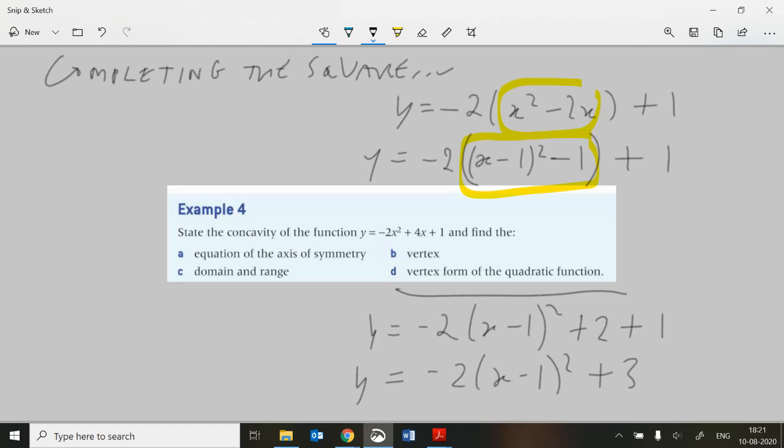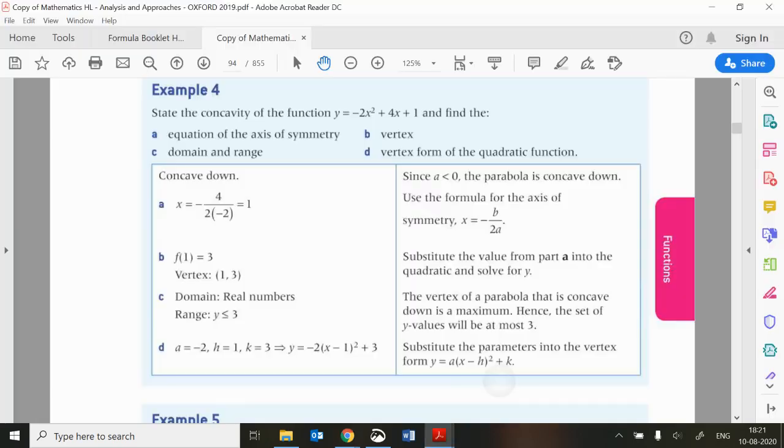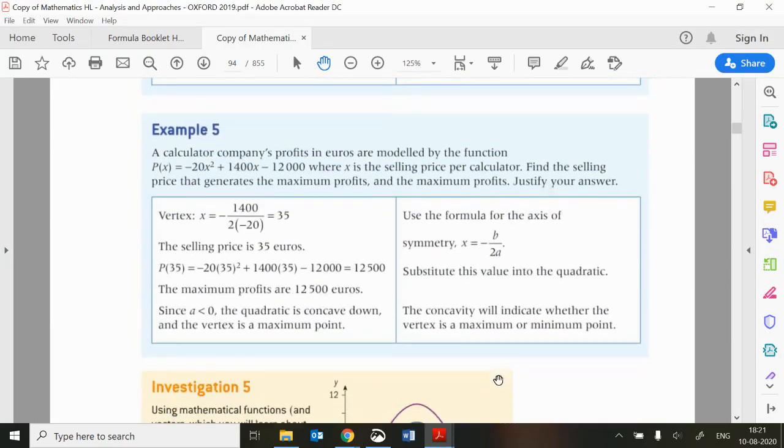Okay, and that was just a quick recap on completing the square. As I say, if you don't know how to do that, then check out a couple of YouTube videos because that's a really useful technique. Okay, so next part, sorry, where I messed up earlier.